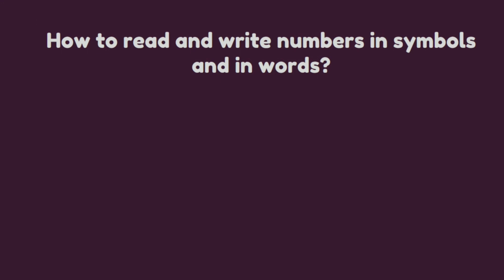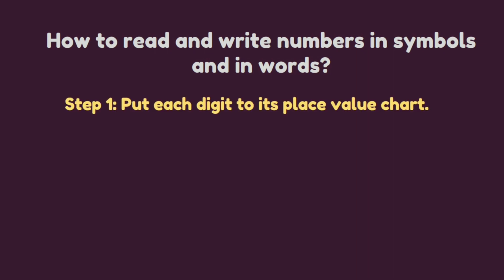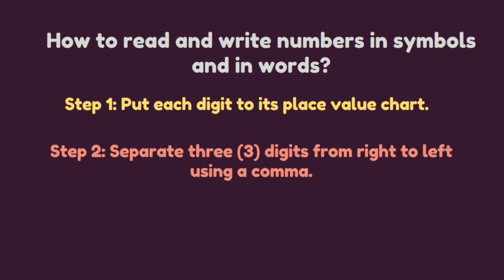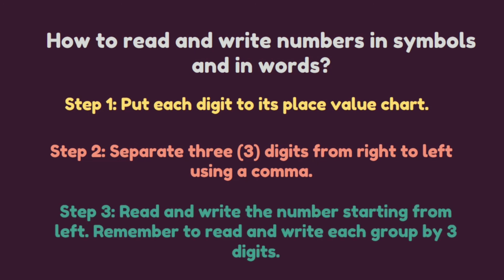Now, let us generalize our lesson for today. How to read and write numbers in symbols and in words. Step 1. Put each digit to its place value chart. Step 2. Separate 3 digits from right to left using a comma. Step 3. Read and write the number starting from left. Remember to read and write each group by 3 digits.